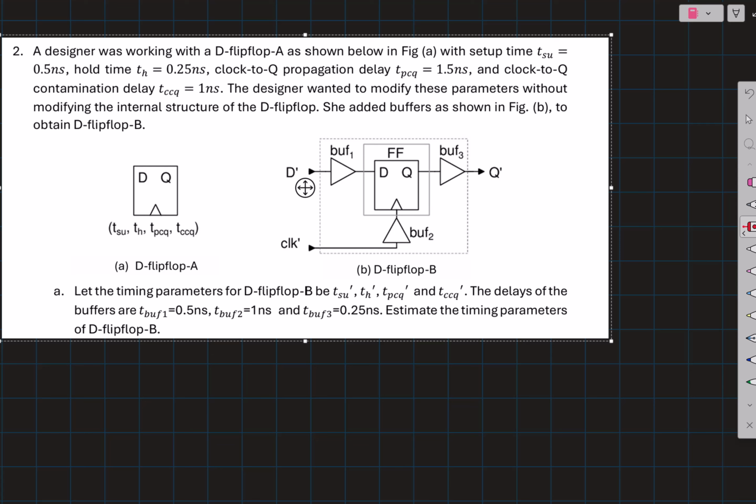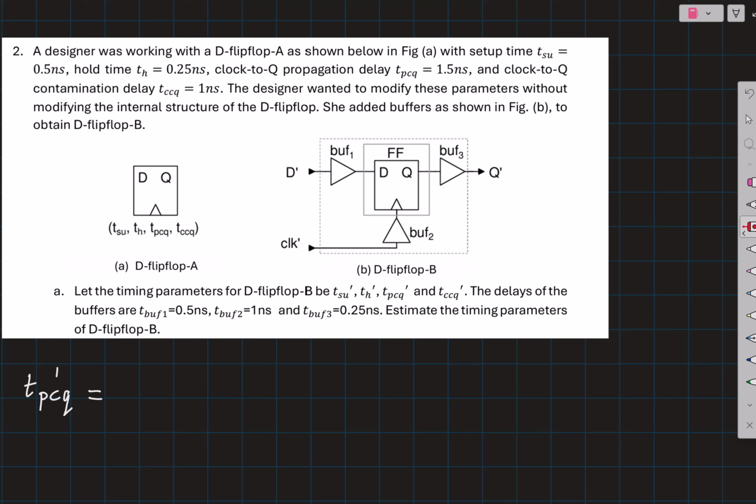Now we have taken this flop and added buffer 1, buffer 2 and buffer 3 such that there is some delay between the D of this whole block and the clock of this whole block. You know all the properties associated with this internal flop, but now you have to calculate the setup, hold, and the propagation delays, the clock to Q delays of this whole contraption. So we will start with the calculation of the clock to Q delays. Can you quickly tell me what would be the clock to Q propagation delay of the new circuit?